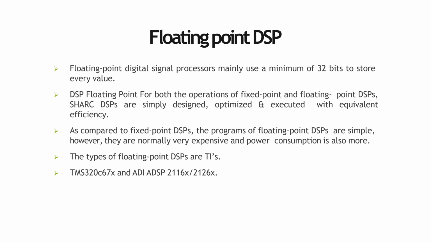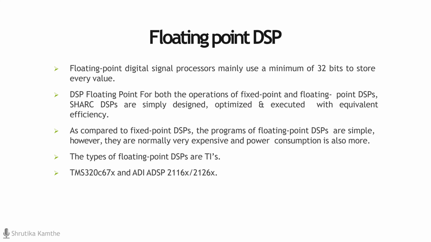So the next one is floating point digital signal processor, and it typically uses a minimum of 32 bits to store each value. In a floating point digital signal processor, the represented numbers are not uniformly spaced. The architecture of a floating point DSP is more complicated than that of fixed point DSPs because it can perform the operations of fixed point as well as floating point DSPs.